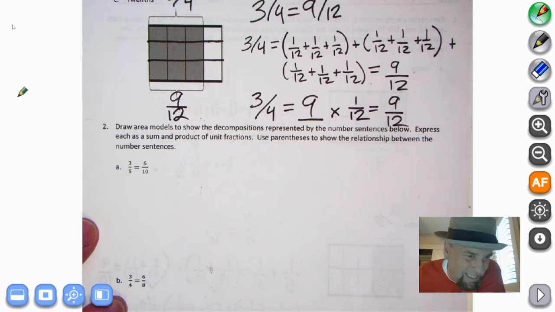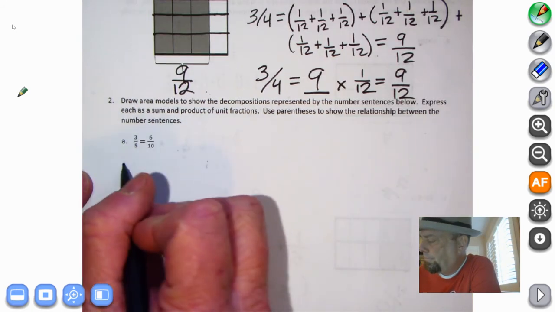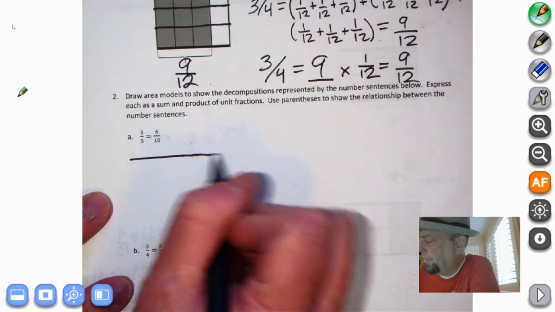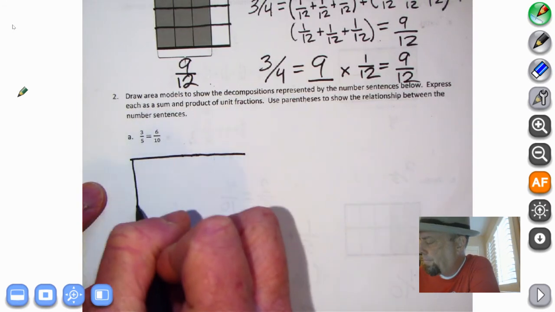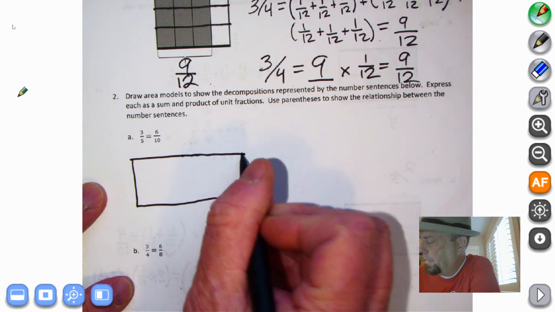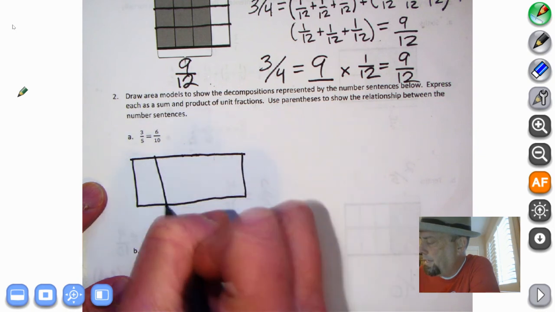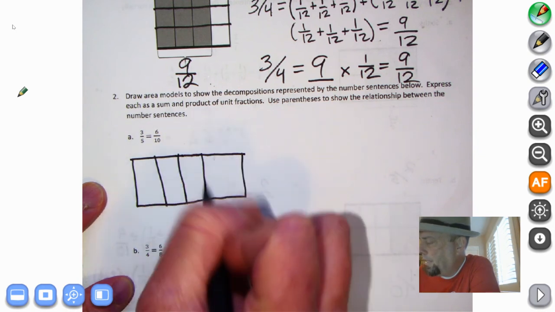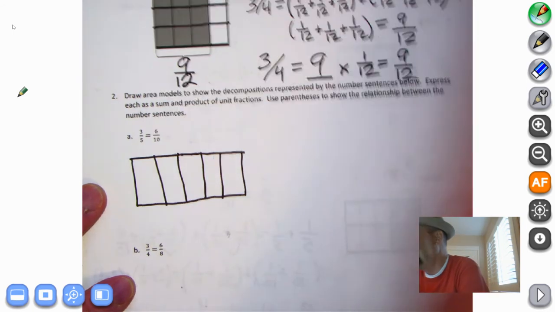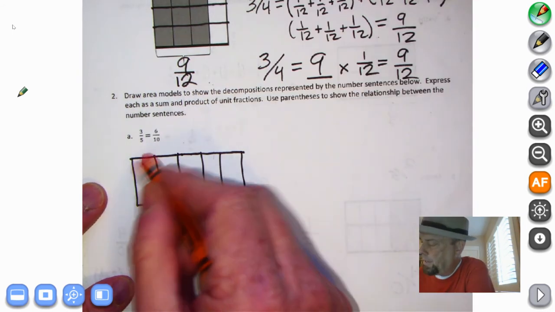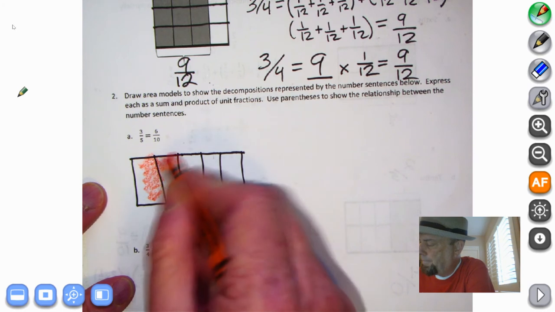Okay, what do we got first? It looks like it is 3/5 becomes 6/10. Okay, so let's make a model that shows 3/5. So we're going to break this into 5 pieces, right? 1, 2, 3, 4, and 5. So we have it in 5 pieces. How many are we going to shade in? 3, right? Because it's 3/5.